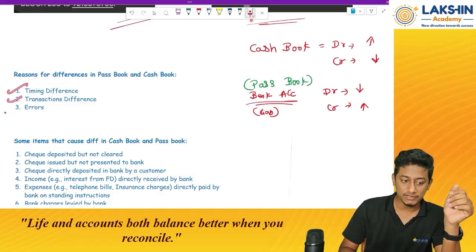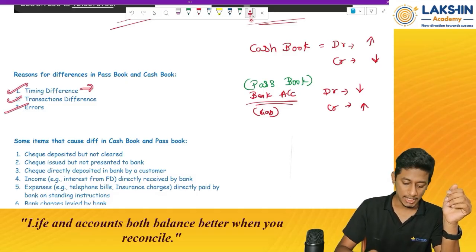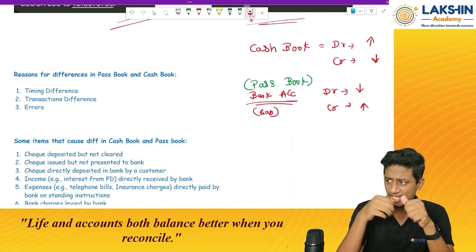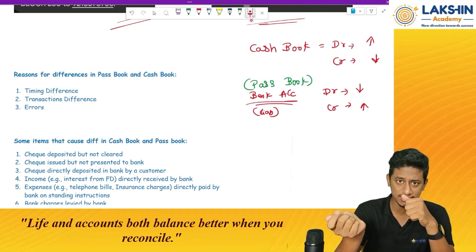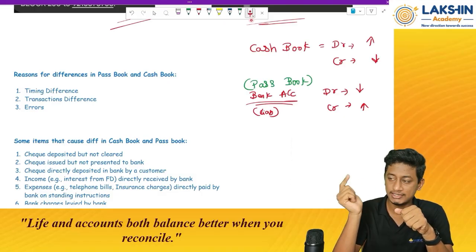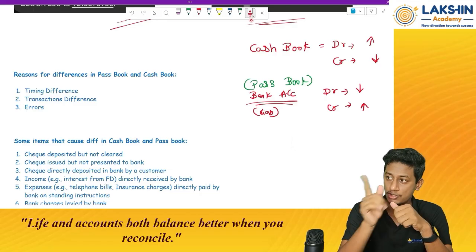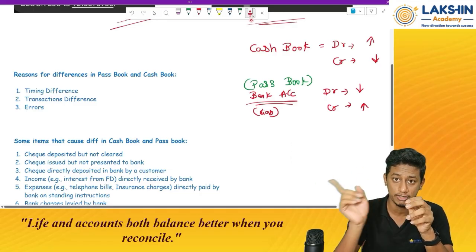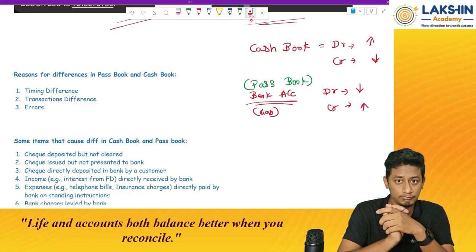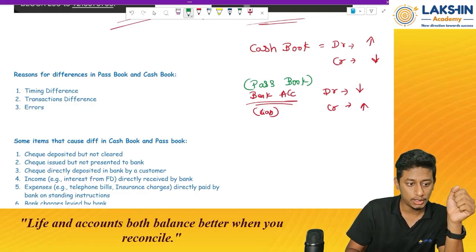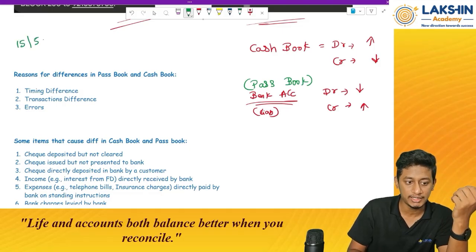So, there are three causes of the differences. One is timing difference. What is the timing difference? Let us say I had given a check to my customer, saying that you take this check, go to your bank and give it to the bank. That bank will ask my bank. Let's say he has Axis Bank and mine is HDFC Bank. So Axis Bank will contact my HDFC Bank and say that this is the check we have received against your bank account, so please pay us the money. Let's say on 15th of May, I had issued him the check.